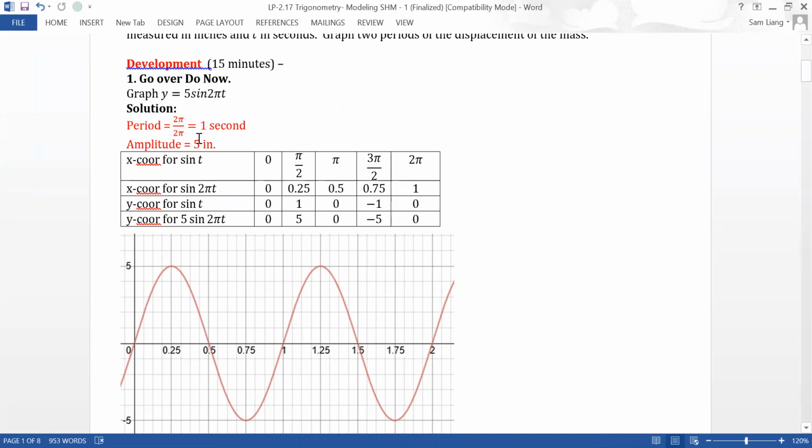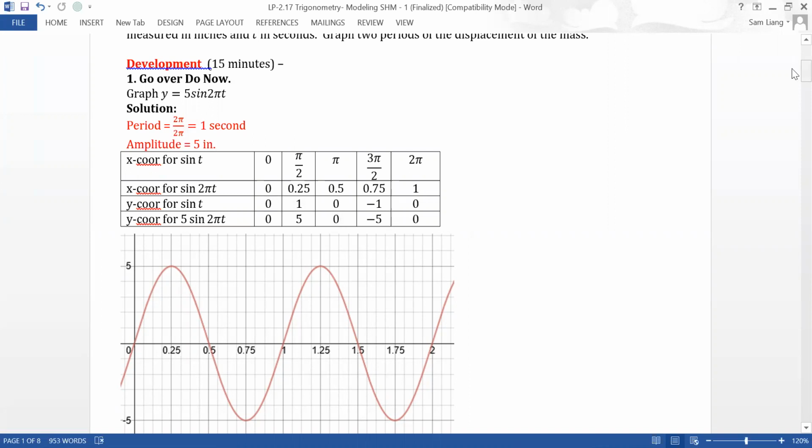The amplitude is going to be 5, and 5 inches is the unit. That just came from here, right? The number in front of sine, which is 5. For the table, it's your normal first row, 0 to 2 pi, and then from there, I divide everything by 2 pi. You get 0, 0.25, 0.5, 0.75, and 1. And then for the y-coordinates, normally for sine, 0, 1, 0, negative 1, 0. And then from there, you guys know that we have to multiply by 5 since the amplitude is 5 now. So it'll be 0, 5, 0, negative 5, 0.